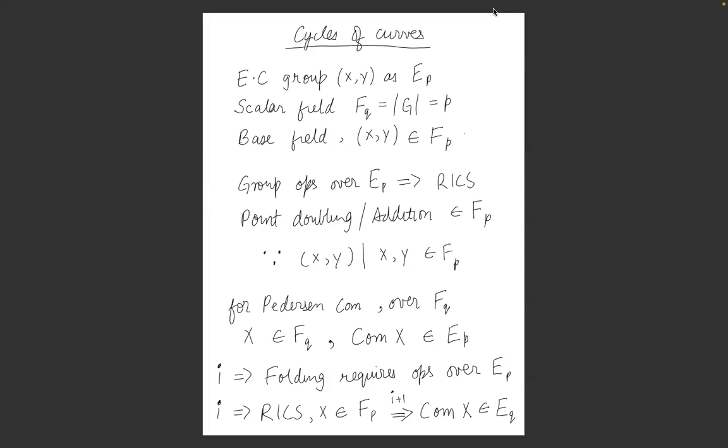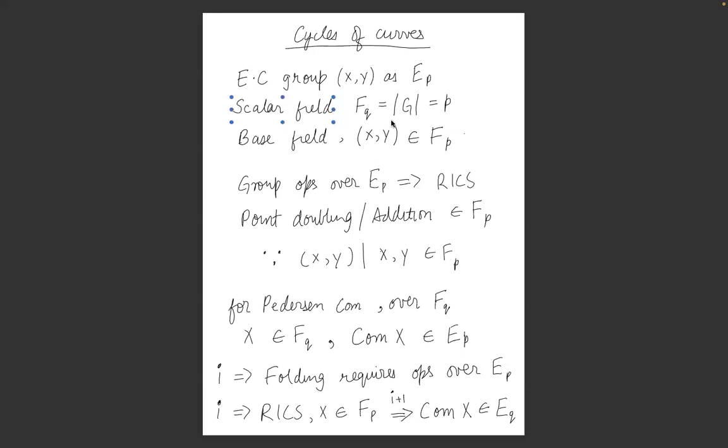So let's briefly go over the concepts for the cycle of curves. If we define our elliptic curve, which is just coordinates x, y over some group G, then it has a scalar field associated with it, which is denoted by Fq, and it has an order P, which is a prime number. Then there is a base field associated with this elliptic curve, which is Fp, where the coordinates of the elliptic curve live. So the coordinates live inside this field Fp, and the scalar field associated with this group is Fq.